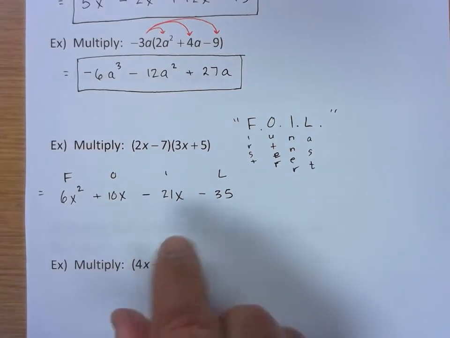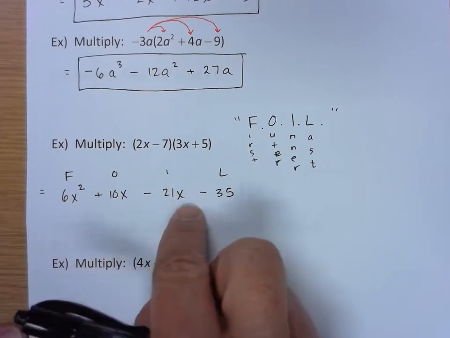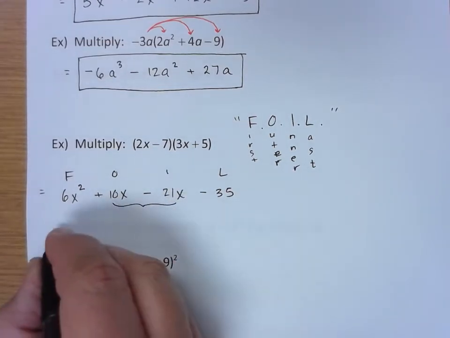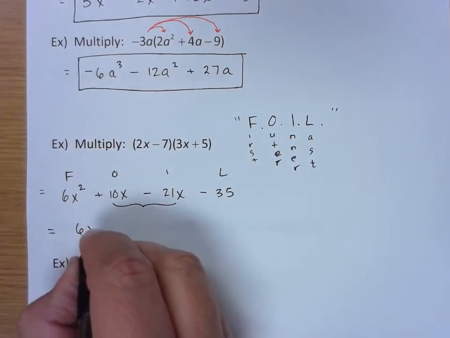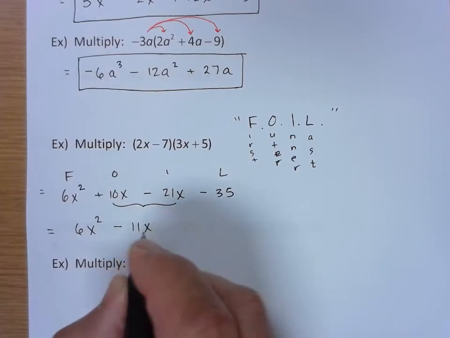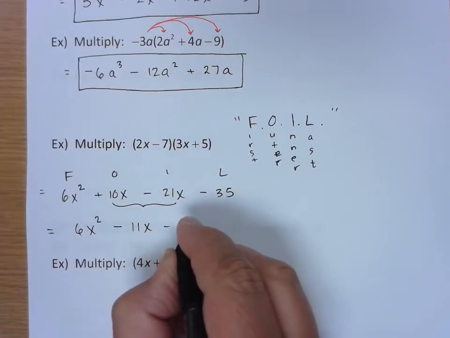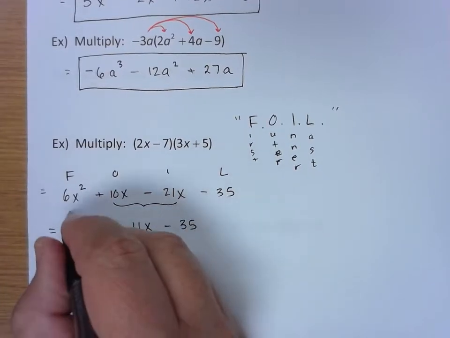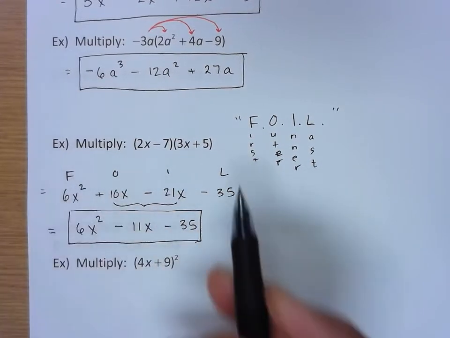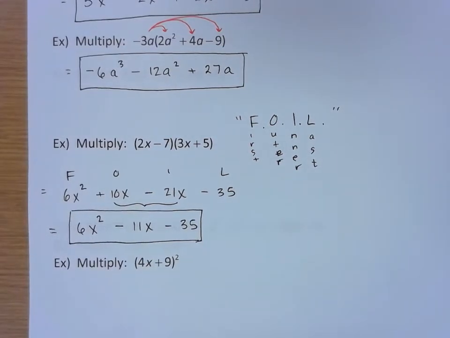Now, 9 times out of 10, the O and the I step of FOIL are almost always going to be like terms. So you want to combine those together in one final step to get your final simplified answer: 6x squared minus 11x, positive 10x with negative 21x, that'll give you negative 11x, and then minus 35. And that's the goal of the problem. The instruction said to multiply, and we have multiplied these binomials together to create this trinomial here. So that's the goal of the problem. No need to go any further.